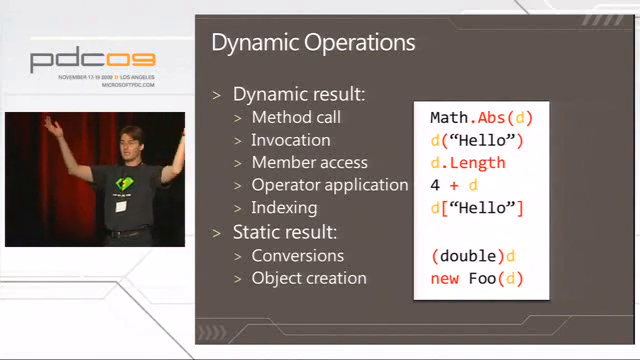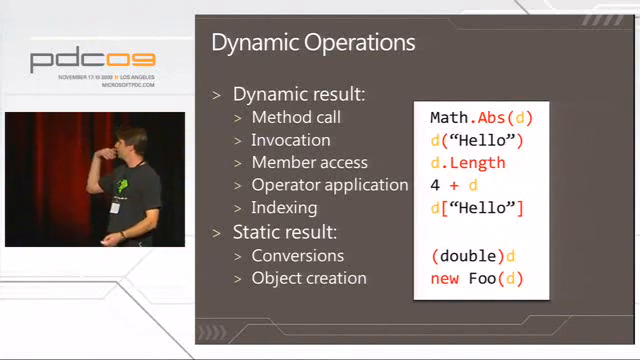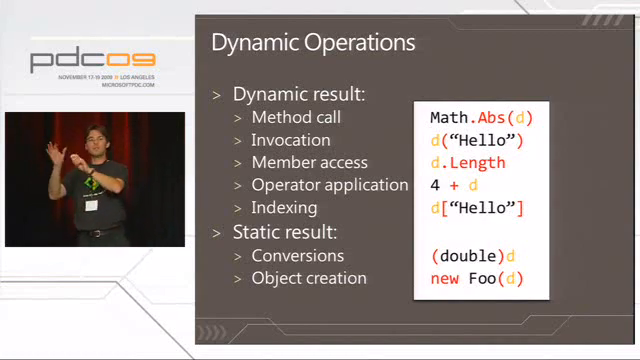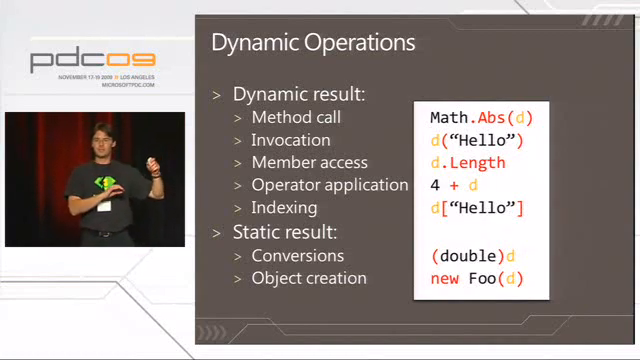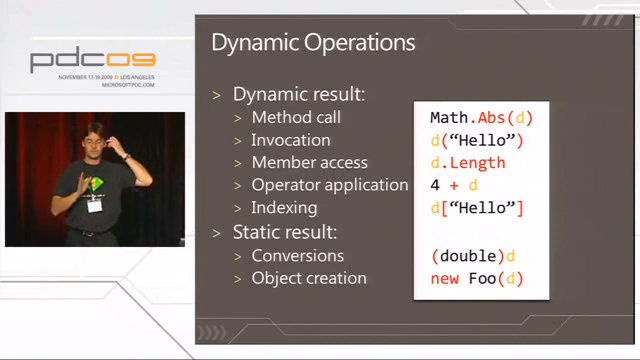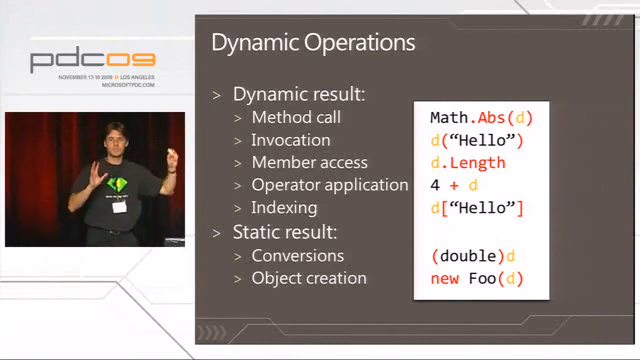You can invoke dynamic objects. You can index into them. And whenever you do that, you get another dynamic back, something that's typed as dynamic from the compiler's perspective, but may not be a truly dynamic object.